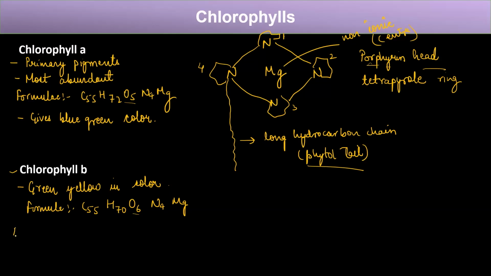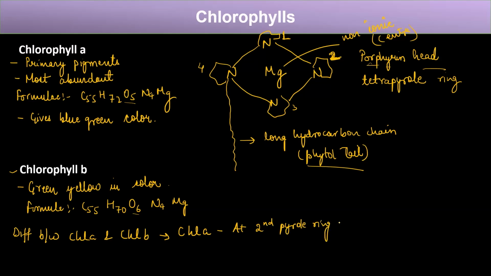So if you look at the difference between chlorophyll A and chlorophyll B, what difference can we see? In the case of chlorophyll A, this is your first pyrrole ring. This is your second pyrrole ring. So at the second pyrrole ring of chlorophyll A, we have a CH3 group, or methyl group.